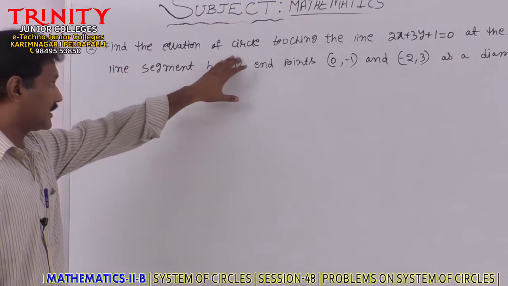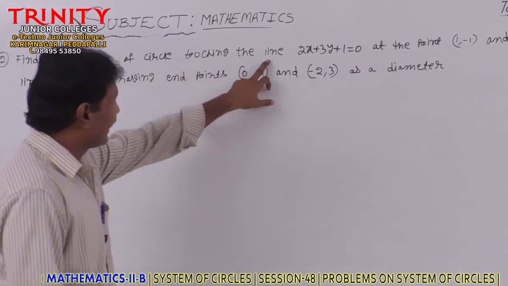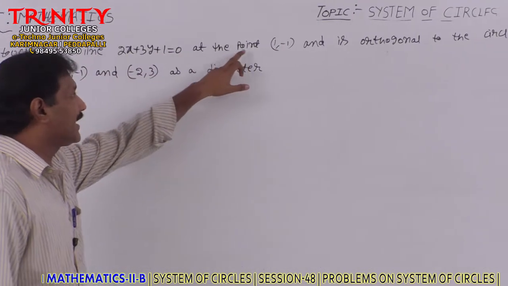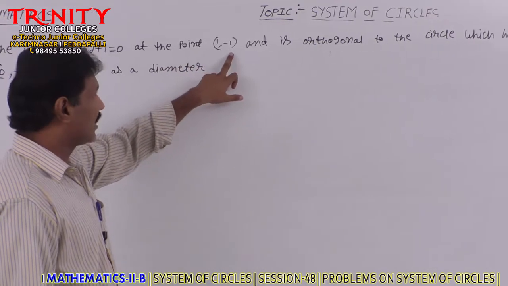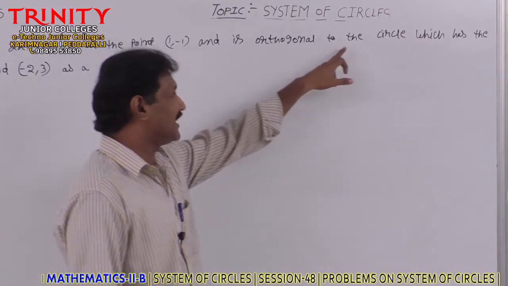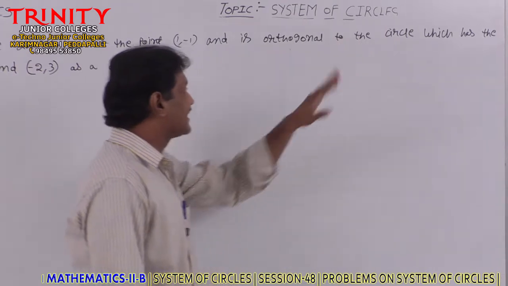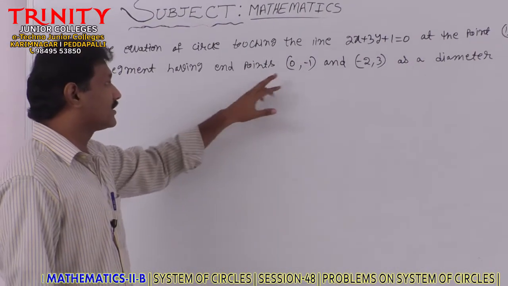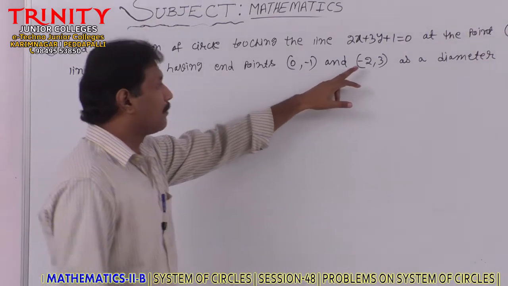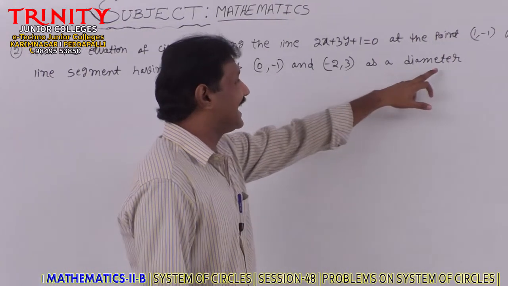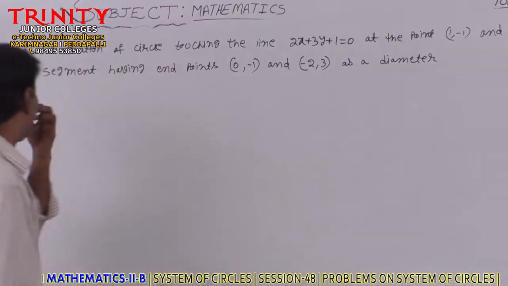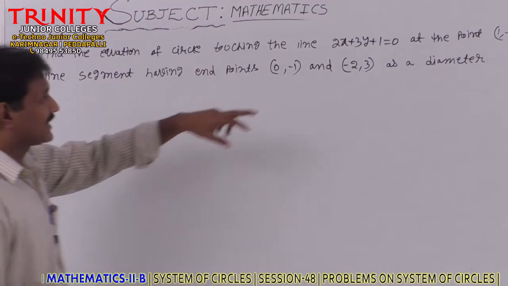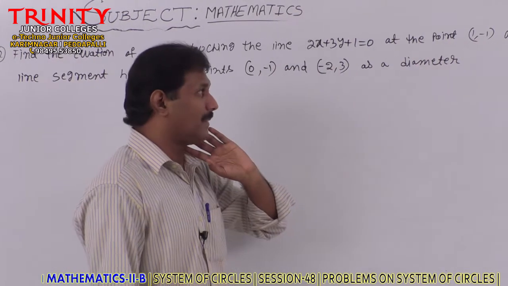Find the equation of the circle touching the line 2x plus 3y plus 1 equal to 0 at the point (1, minus 1) and orthogonal to the circle which has the line segment having endpoints (0, minus 1) and (minus 2, 3) as a diameter. Here, find the equation of the circle. Our required circle touches the line at the point (1, minus 1).